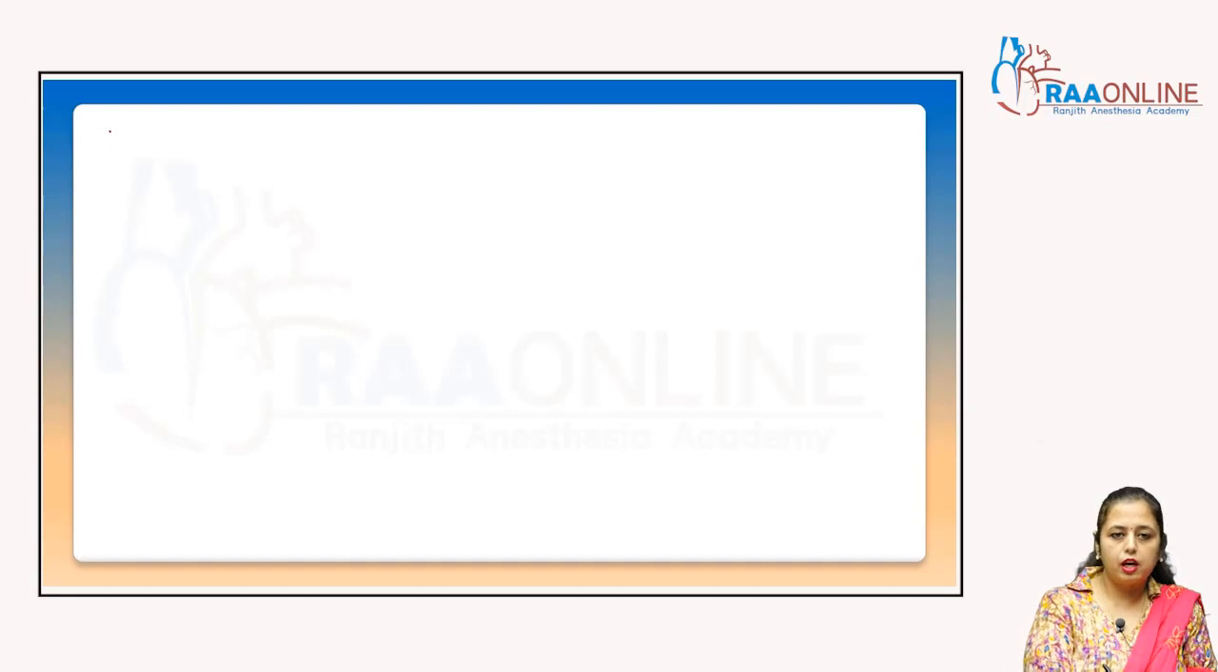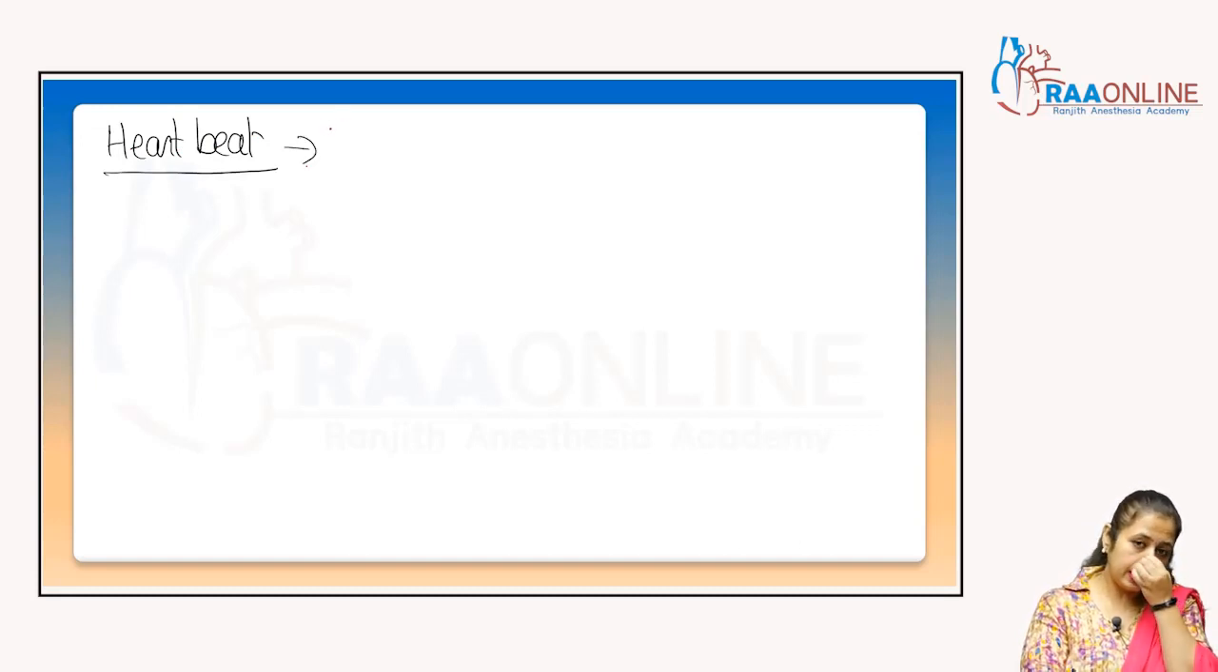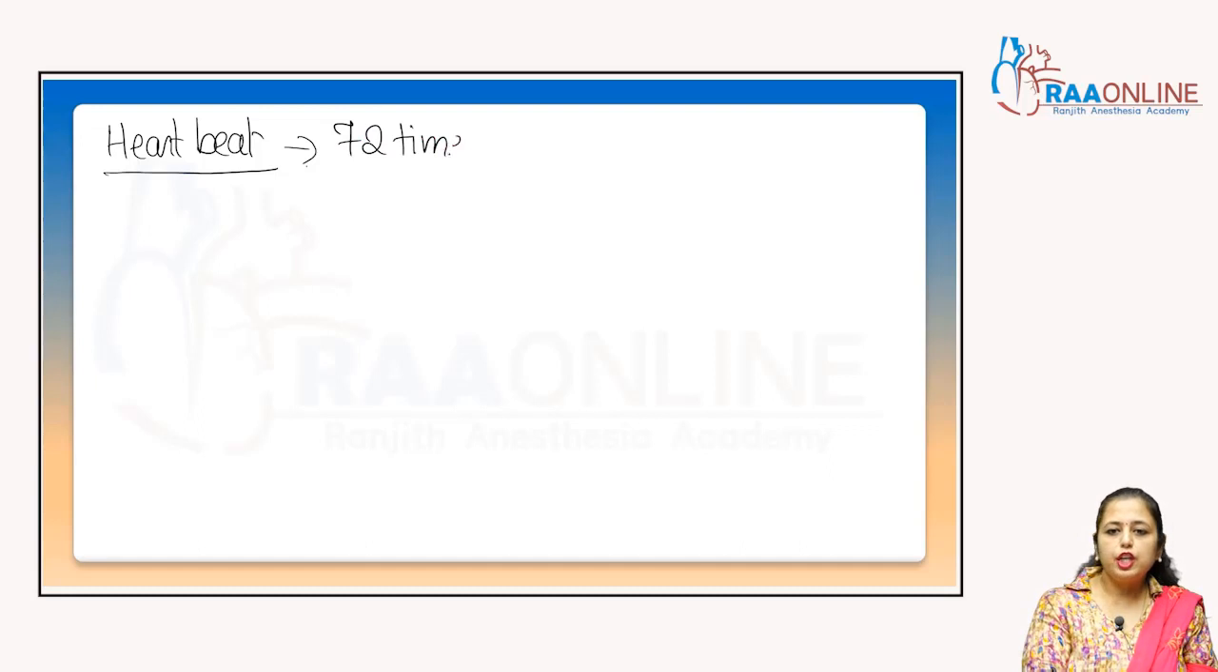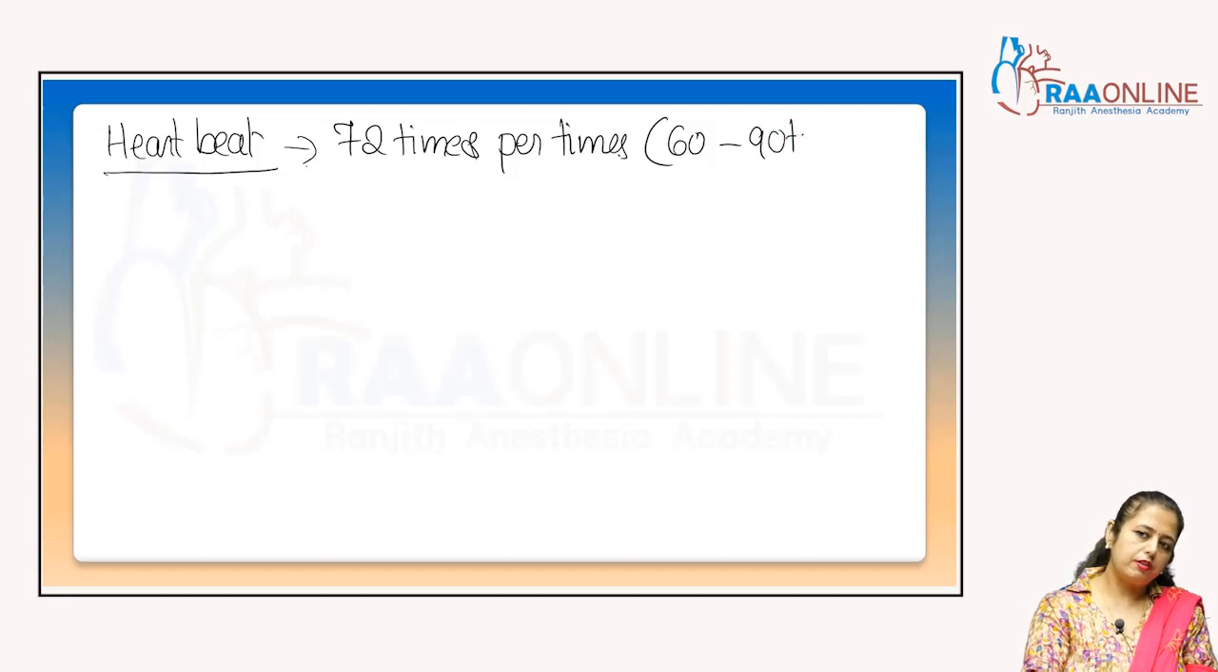Now what is heartbeat? That is the rhythmic contraction and relaxation of the heart. When we talk about the normal heartbeat of a person, it is present in a range, but on average NCERT takes 72 times per minute. Our heart beats 72 times per minute, right? But its range is actually 60 to 90 times per minute, right?